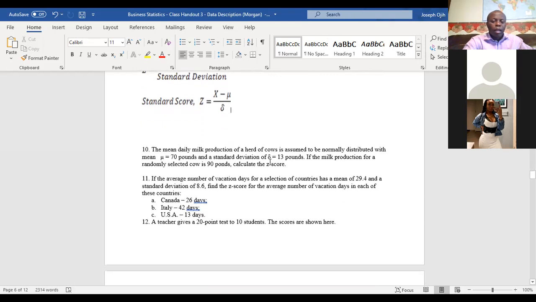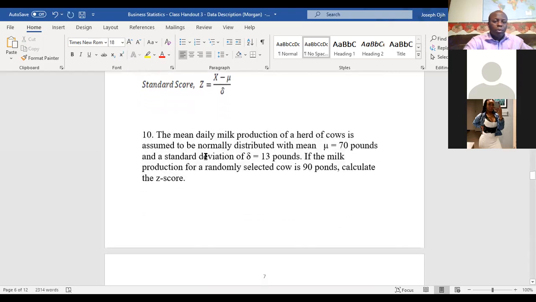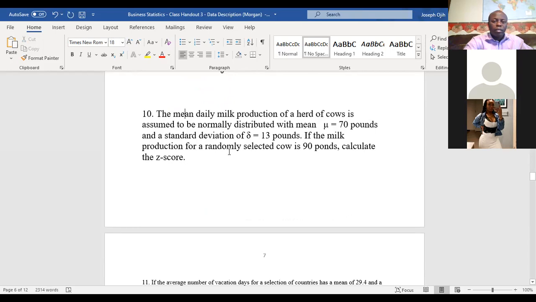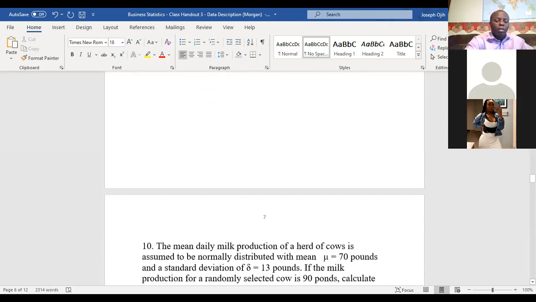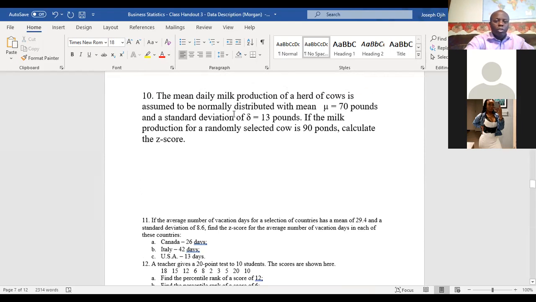It says here that the milk production for a herd of cows is normally distributed with a mean of 70 pounds and a standard deviation of 13 pounds. If the milk production of a randomly selected cow is 90 pounds, calculate the z-score.